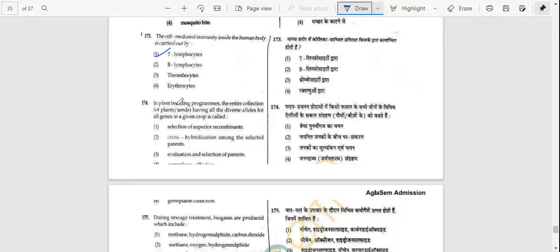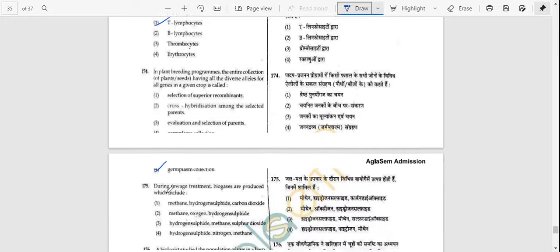In plant breeding program, the entire collection of plants having all diverse alleles for all genes in a given crop is called: select a super recombinant, cross hybridization of the selected parent, evaluation and selection of parent, germplasm collection. Answer होगा option number D, that is germplasm collection.